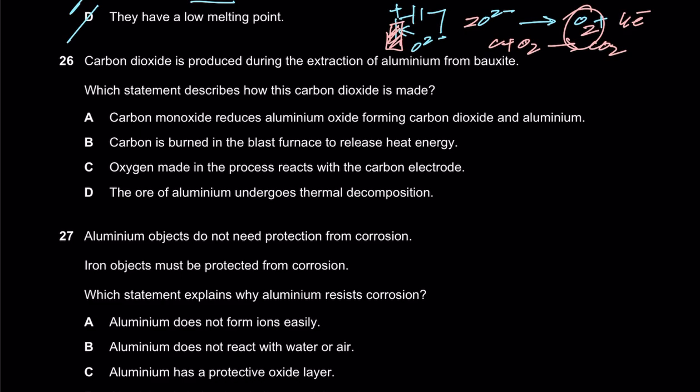Carbon monoxide reduces, oh you dude, where did carbon monoxide come from? Electrolysis is happening. Carbon is burnt in blast furnace. Brother, this is not the extraction of hematite. A and B are wrong off the bat. Oxygen is made in the process which reacts with the carbon electrode. Absolutely, sir, you are right.